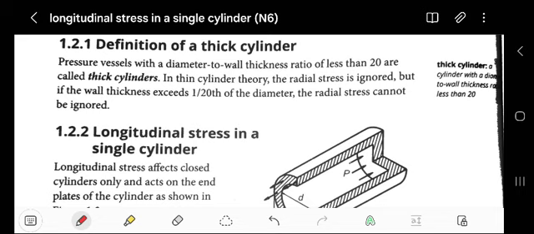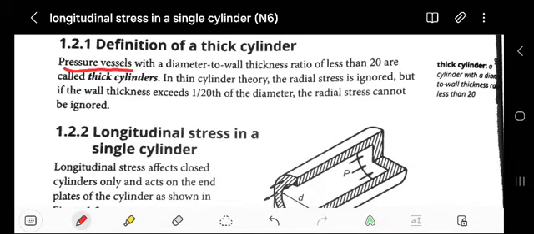Today we'll be dealing with strength of material N6. We'll be looking at longitudinal stress in a single cylinder, but obviously we are dealing with thick cylinders. Remember, in N6 we only focus on thick cylinders. Forget about thin. Do not forget it completely, but there's no thin here. We are no longer doing thin, we're doing thick. So I've given a definition of a thick cylinder.